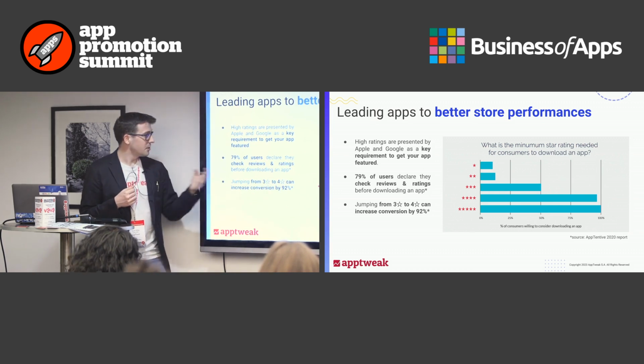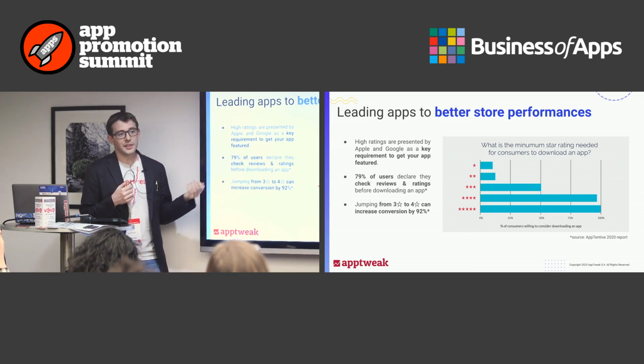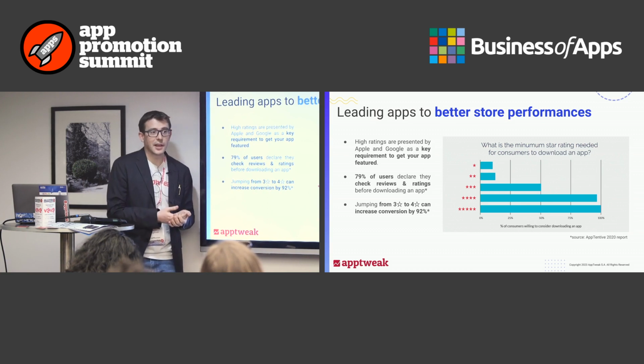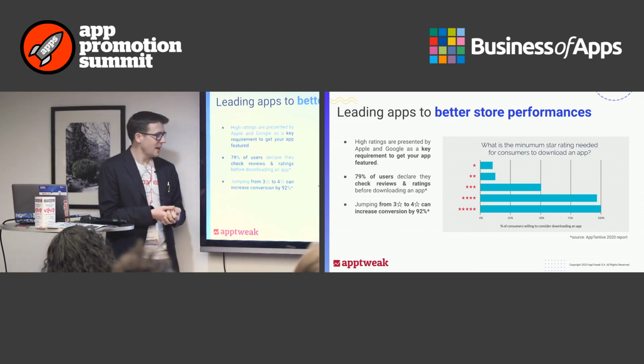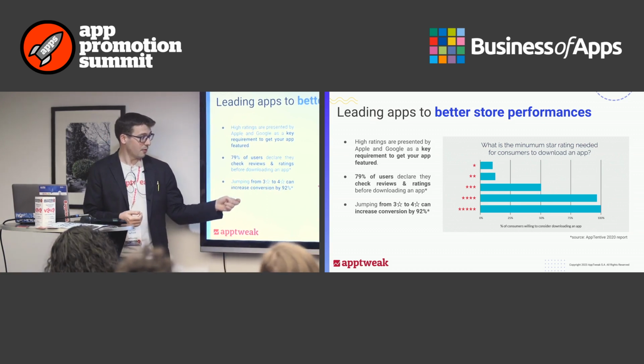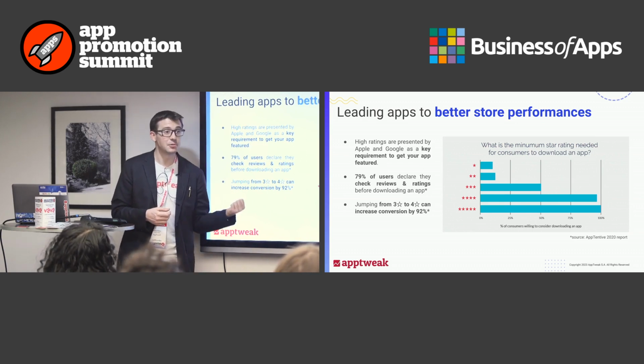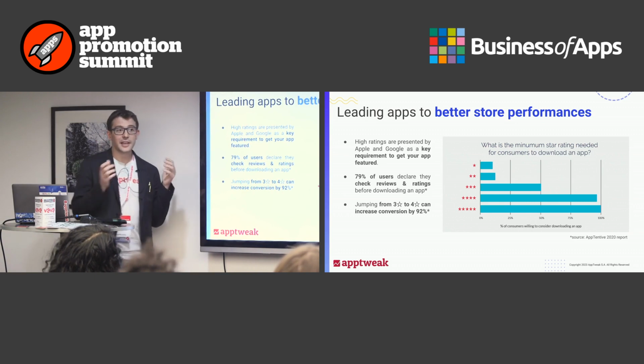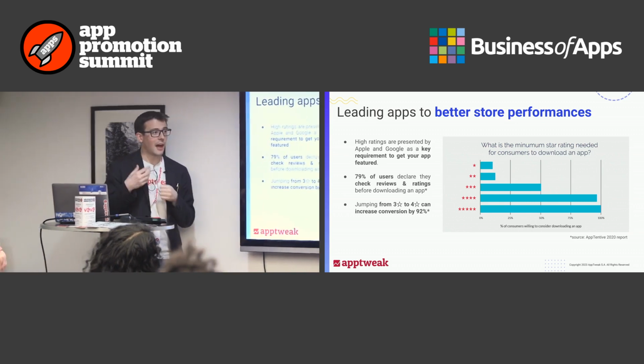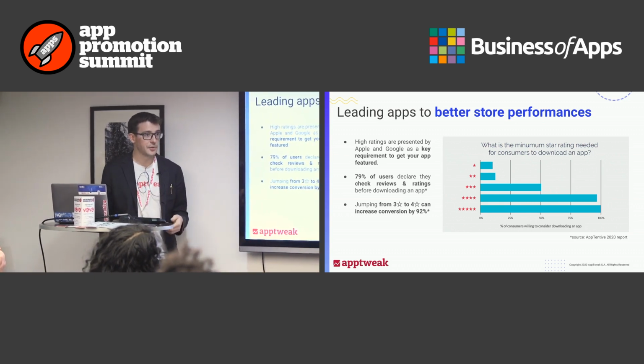Apptentive has shown in 2020 that almost 80% of people say they actually look at reviews and ratings before downloading an app, and that if you go from 3 stars to 4 stars, that's an increase in conversion by 92%. So again, knowing what people talk about and how you can engage with them is going to be important.